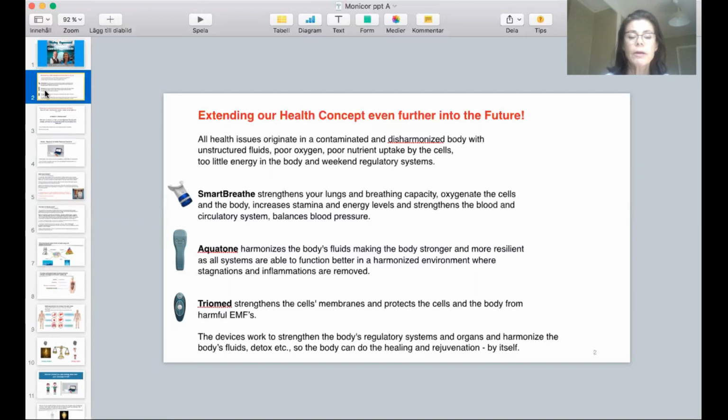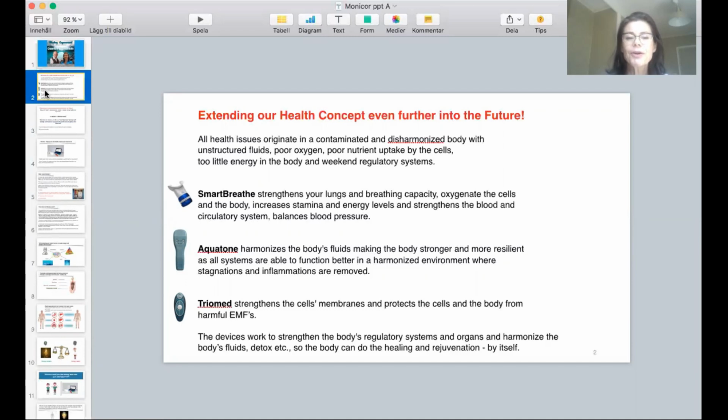And in our previous show, we talked about the Triomed, which strengthens the cell membranes and protects the cells in many ways. One way is it protects it from harmful EMFs. And the way it does so is that it restores the charge of the cell membrane. And in this way, it can protect the nucleus and the cell's function. So all these devices, they work to strengthen the body's regulatory systems and all organs and systems, and harmonize the fluids, and helps the body to detox itself. And when all these things happen, the body is able to do all the healing and all the detoxing and rejuvenation on its own. So they are tuning forks. They are tuning forks for your body to restore itself to health and rejuvenation.